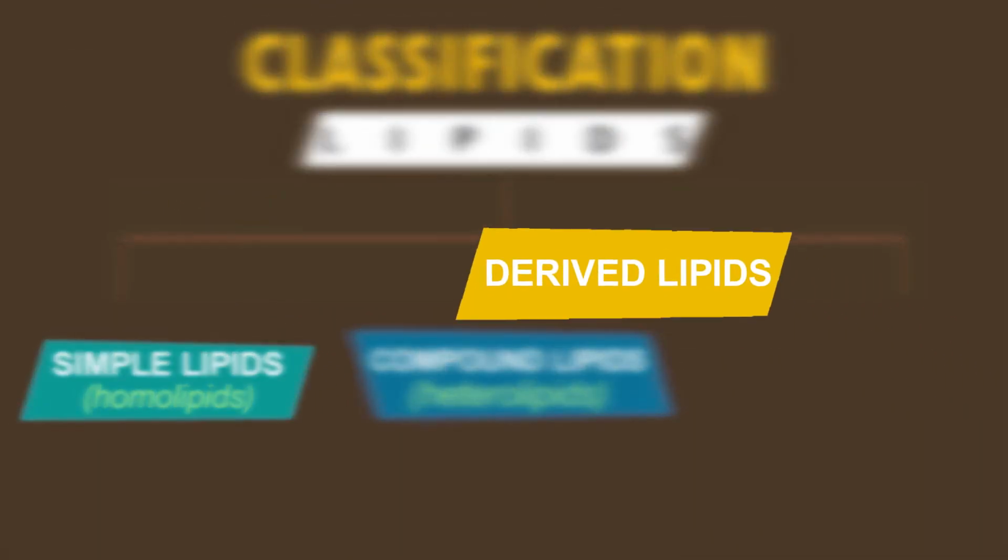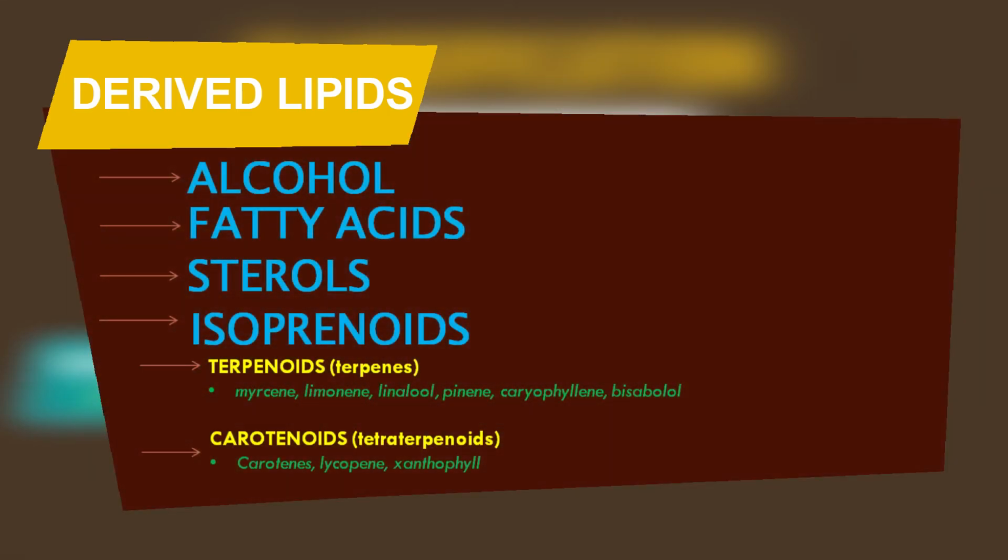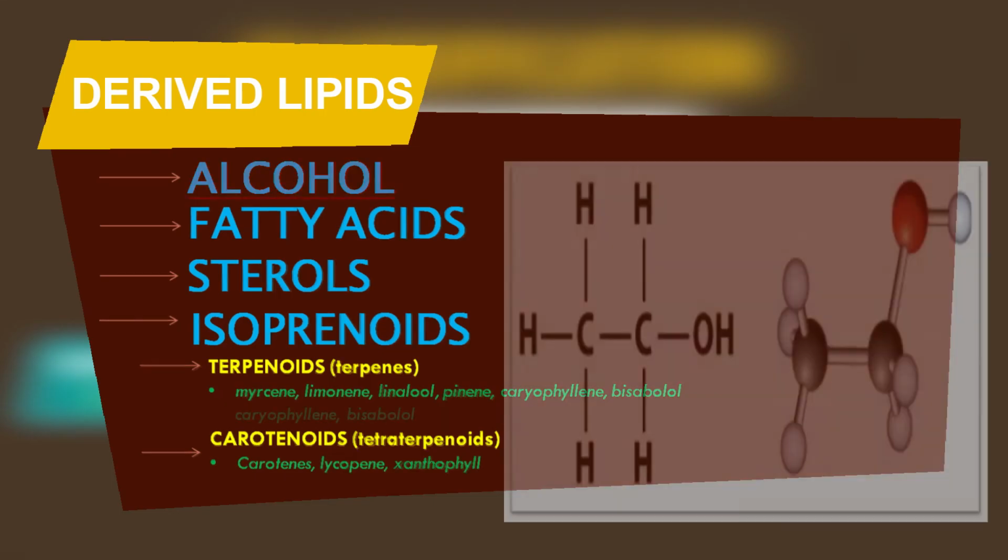Last, derived lipids are the derivatives of hydrolysis of simple and complex lipids which possess the characteristics of lipids. In other words, they are lipids derived from simple and complex lipids by hydrolysis. These include alcohol, fatty acids, sterols, and isoprenoids that are divided into terpenoids or terpenes and carotenoids or tetrapenoids.